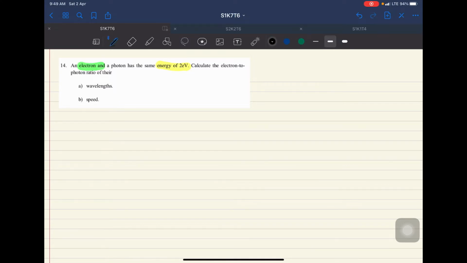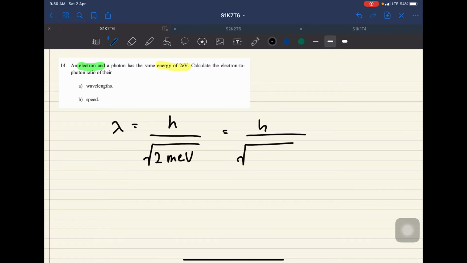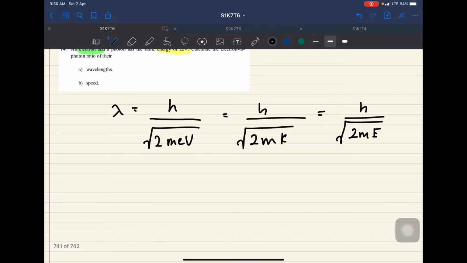Okay, so for electron, start with electron first. So you know that lambda is equal to h over square root of 2 meV. I told you that you can write this one in terms of K, right? And at the same time, if U is equal to K, I mean if there's only one type of energy, then it is h over square root of 2mE. This is just a symbol, this is energy, energies. So this one is for electron. Okay, so the mass will be mass of electron.